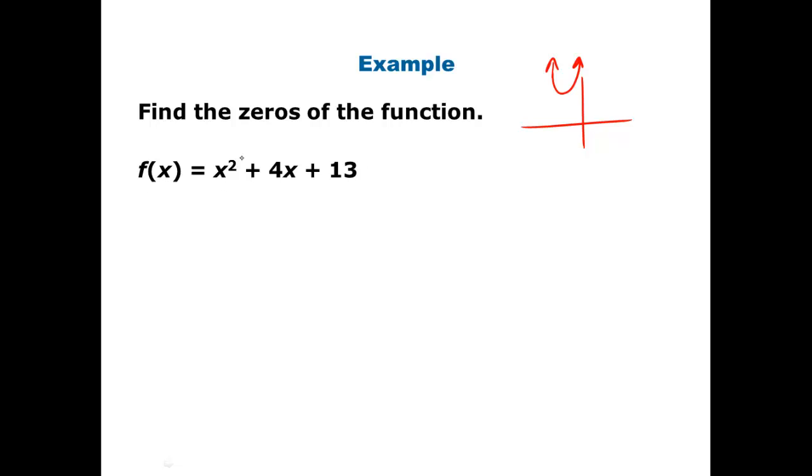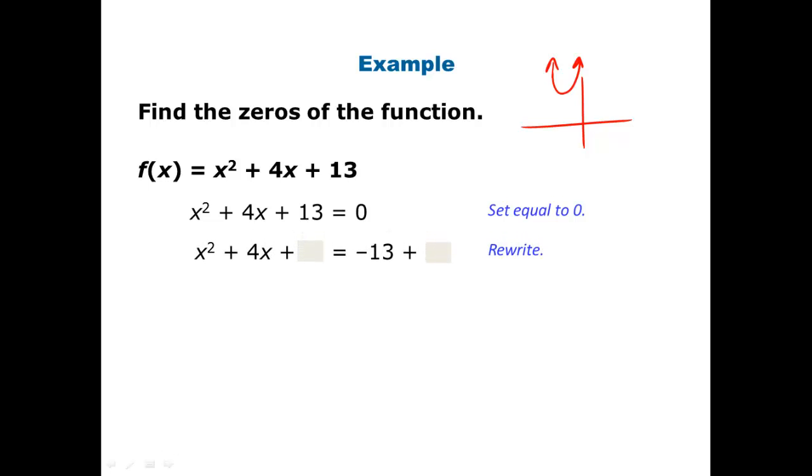First we want to think, can we factor this? What are the factors of 13? 13 is prime, so just 13 and 1. And those factors do not add up to 4, which means we can't factor this. So what we need to do is complete the square. We set our equation equal to 0.